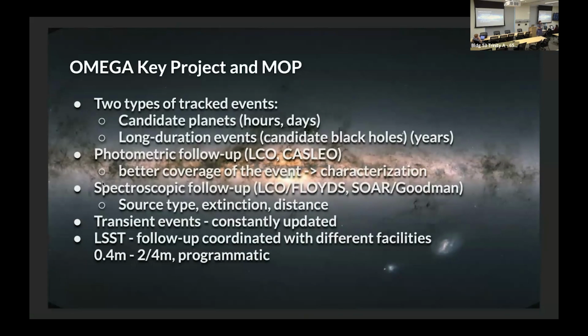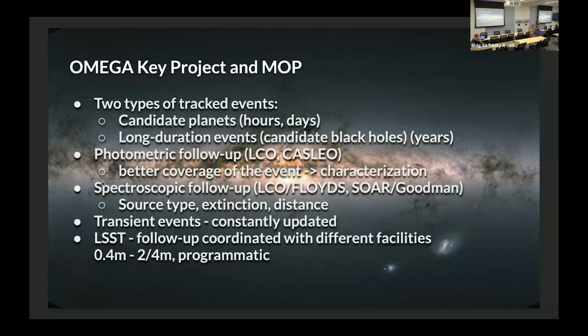We are currently tracking two types of events, which is the short duration events from planets and from dwarfs, and long duration events from candidate black holes. We are conducting photometric and spectroscopic follow-up, with photometric to cover the light curves better, and spectroscopic follow-up to get additional information. Because microlensing events are transient, we need to constantly update our system.